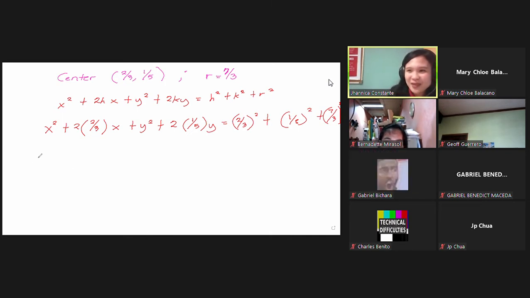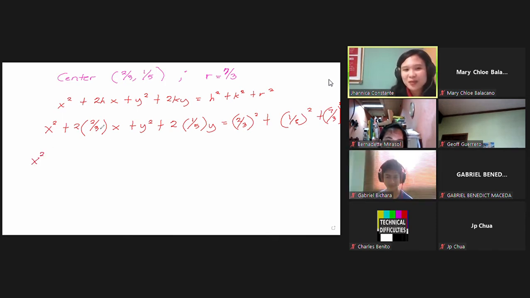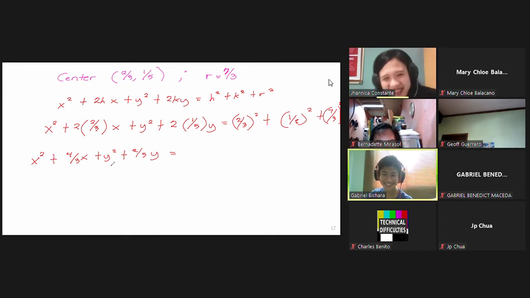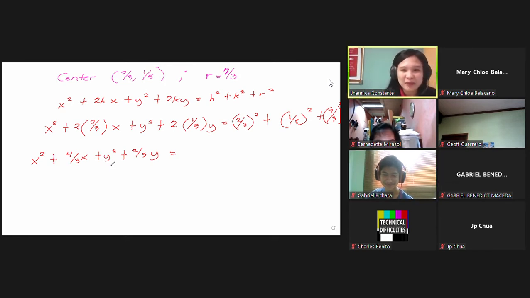So we have x squared, 2 times 2/3 is equal to 4/3 x, plus y squared, plus 2 times 1/5 is equal to 2/5 y, equals 2/3 squared is equal to what? Not in decimal form. In fraction form.